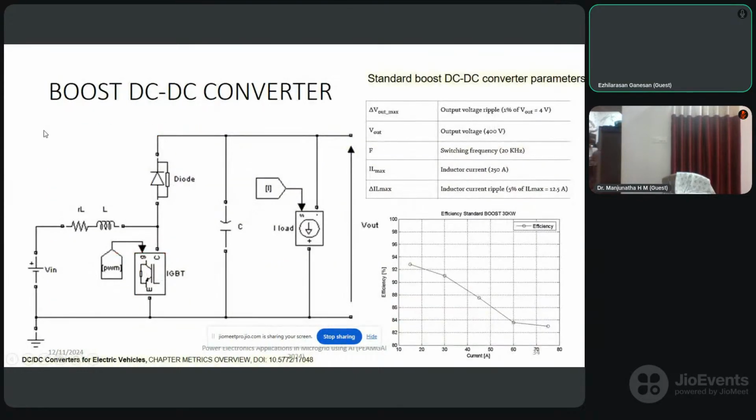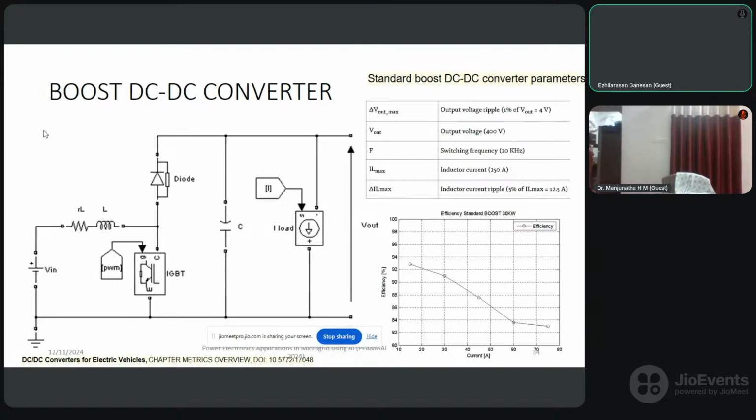So I can see a boost DC-DC converter, which will step up the output voltage. The stepping up of output voltage is due to the inductor that is connected along with the source. Whenever you operate that switch, the IGBT, there will be a closed path from Vin, L and the IGBT. The output will be disconnected during this operation.